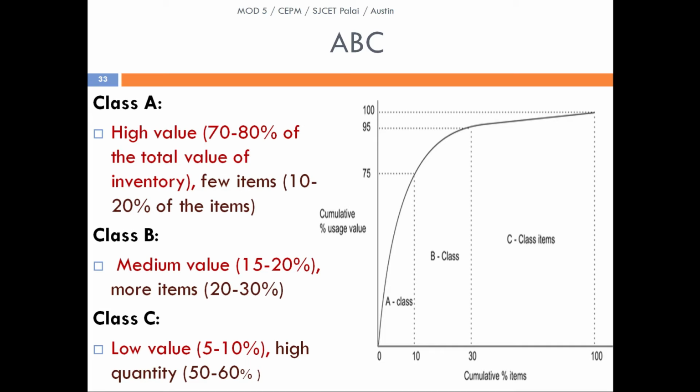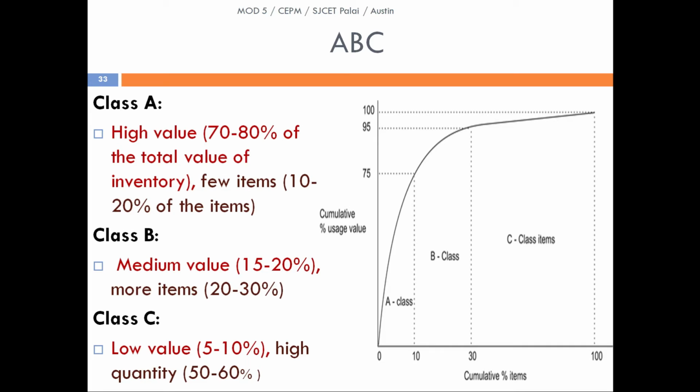If we see class B, you could see that it is ranked between 75 and 95 on the y-axis, which means that 20% of the usage value or price value accommodates between 10 and 30, which means 20% of the items. So in class B, or the medium value, 20% of the material accounts for about 20% of the value.